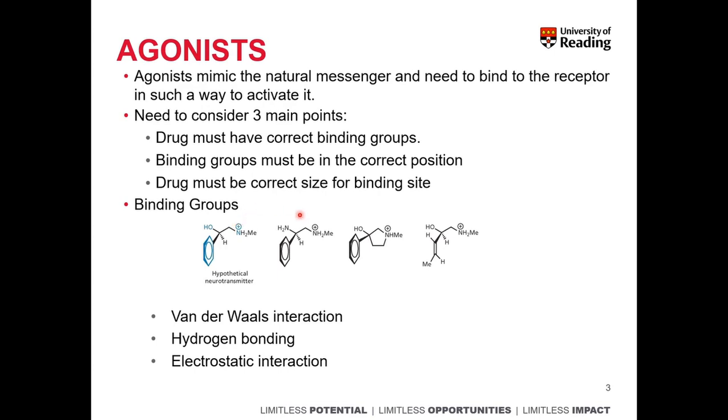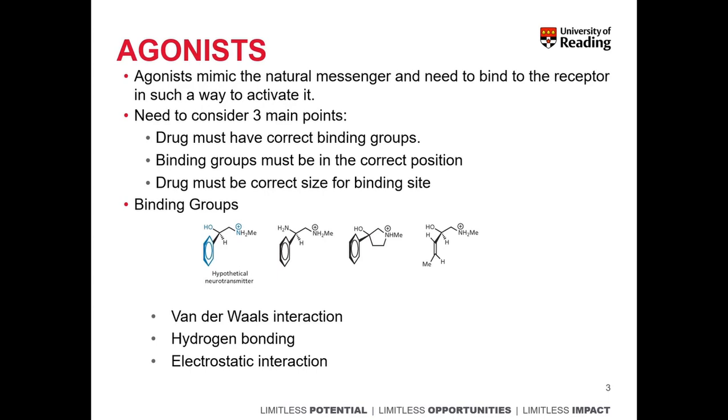Now all three of these molecules would be appropriate substitutes for the hypothetical neurotransmitter. All three of these molecules have a region, be it a ring or a carbon-carbon double bond, that could have van der Waals interactions. All three also contain a group able to act as a hydrogen bond donor and acceptor, and all three hold a positive charge in the same position, so they have a group which can form an electrostatic interaction with a negatively charged group within the protein.